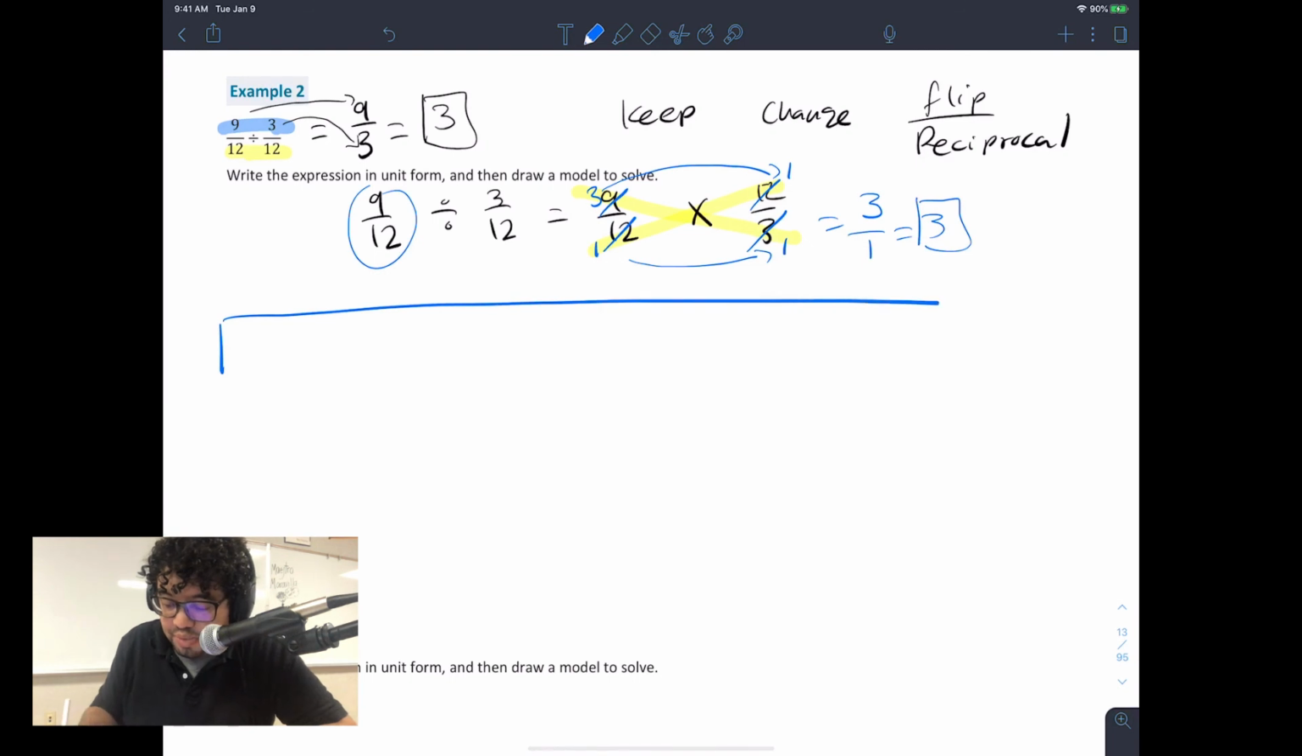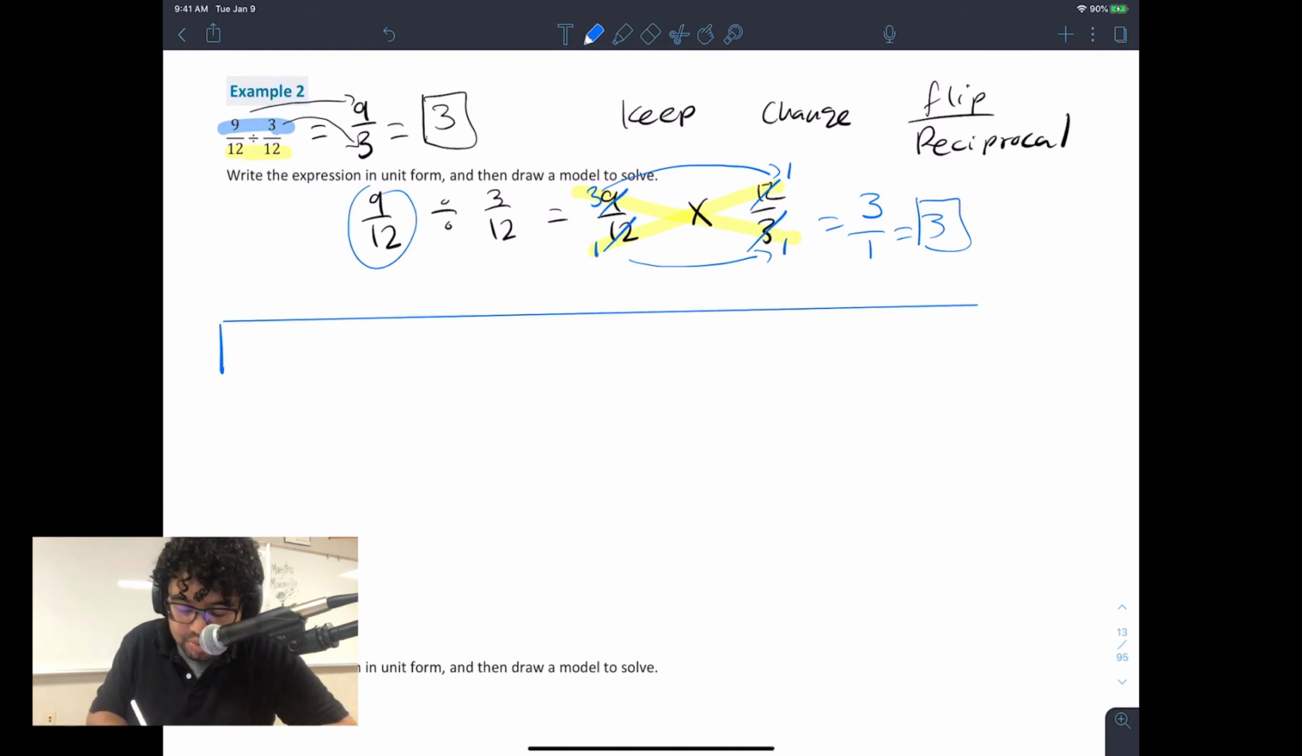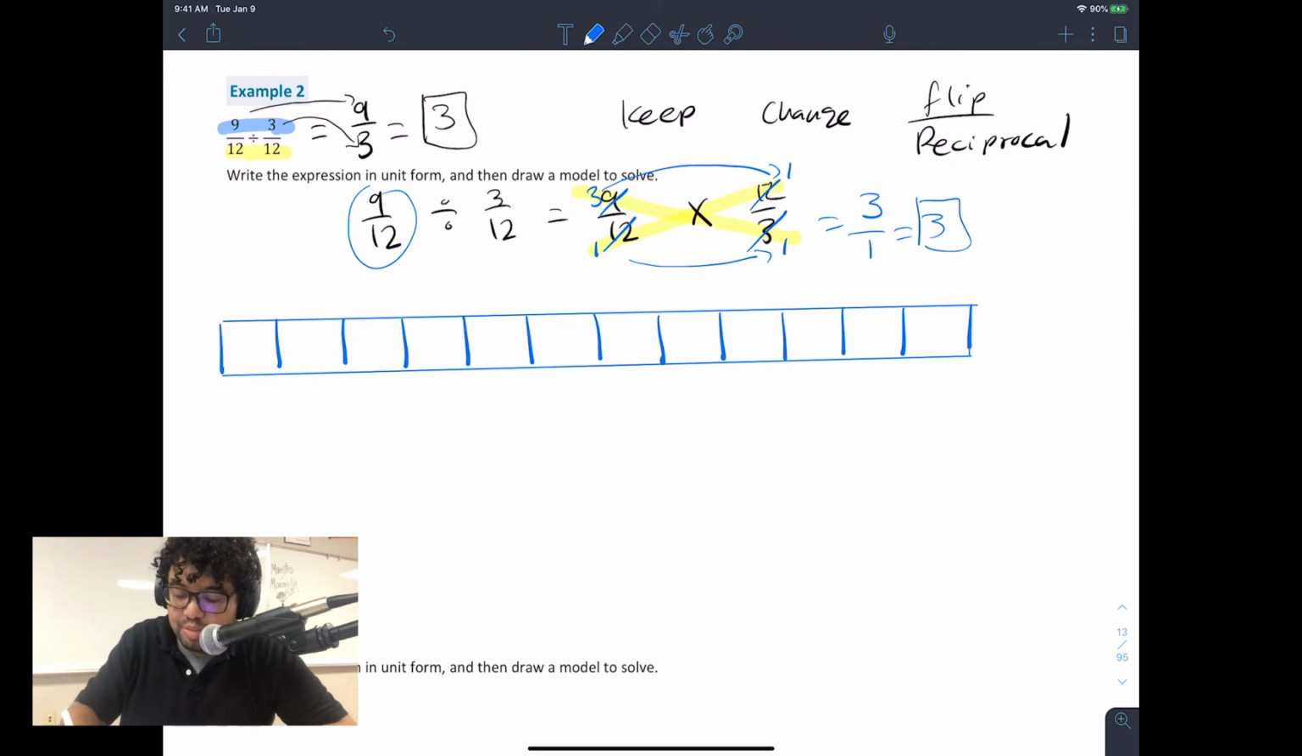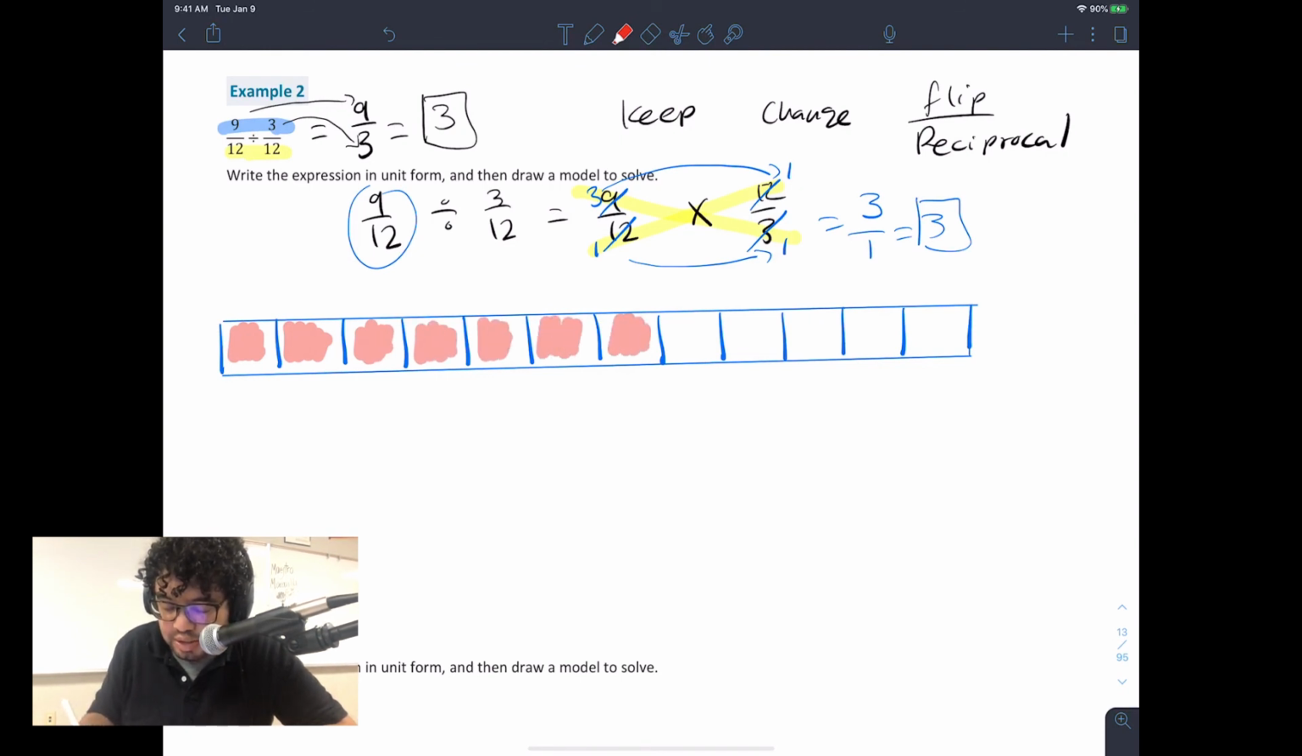Okay, so I'm going to try to make it as straight as possible. So 1, 2, 3, 4, 5, 6, 7, 8, 9, 10, 11, 12. I'm going to close this. Okay, make it as straight as possible. There we are. But now remember, out of those 12, I actually only need to shade in 9. So we'll shade 1, 2, 3, 4, 5, 6, 7, 8, and 9. Okay, so that's all I need because I need 9 out of the 12.